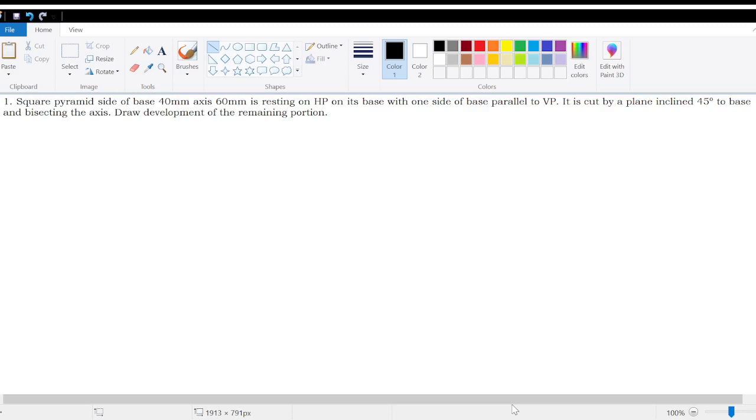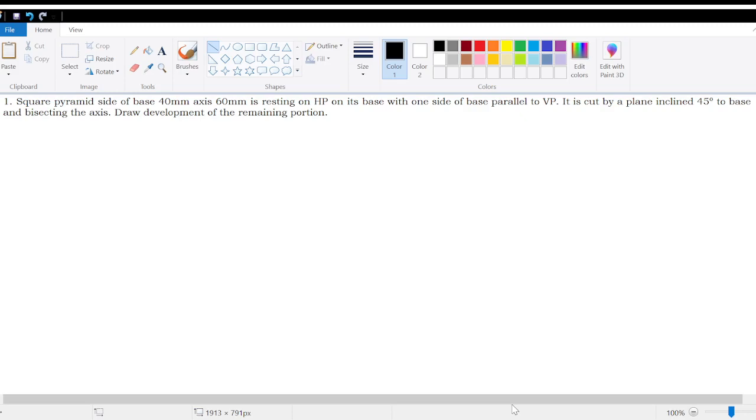Now, coming to this question, primarily we have to identify which solid it is. Here the solid is a square pyramid. Now, let us see how that solid is resting on HP. It is resting on HP, that means the base is on HP and the axis is perpendicular to HP, or parallel to VP. That is a condition. And the dimensions are given: the base is 40 mm and the axis is 60 mm. Now, it is located in such a way that one side of the base is parallel to VP. So that gives a criterion for how the simple position has to be drawn.